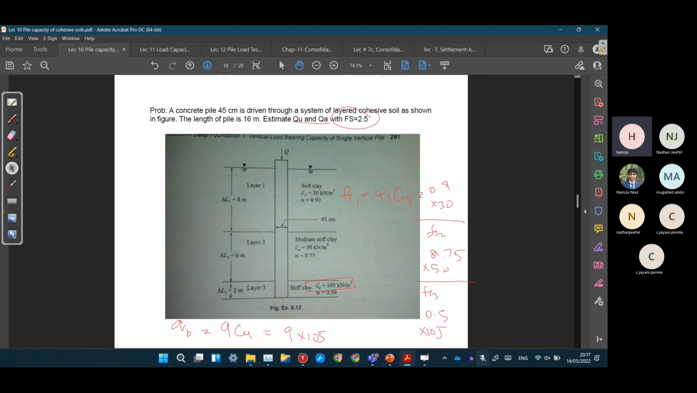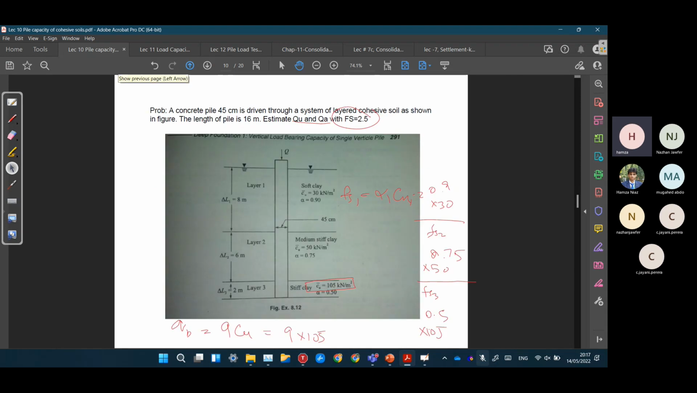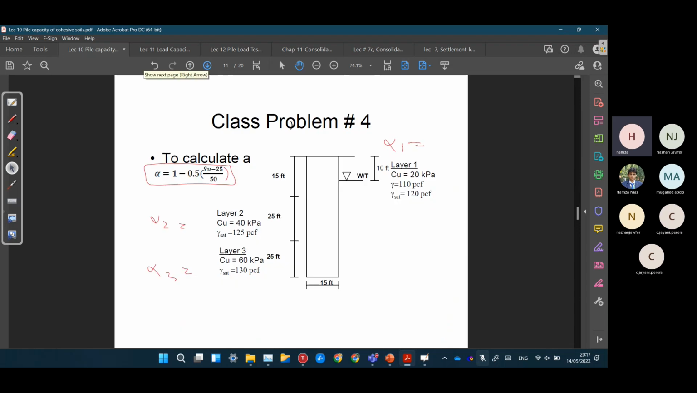So this is quite a simple question. For clays, it is quite simple, especially the alpha method. If we see this problem, they have provided that you can calculate alpha from this formula. Alpha is equal to 1 minus 0.5 Su, where Su is the same as Cu minus 25 or 50. So we can use this formula to calculate alpha 1, alpha 2, alpha 3, and using these alpha values, like in this question, we can calculate the ultimate and the allowable pile capacity. So this is all for the alpha method.